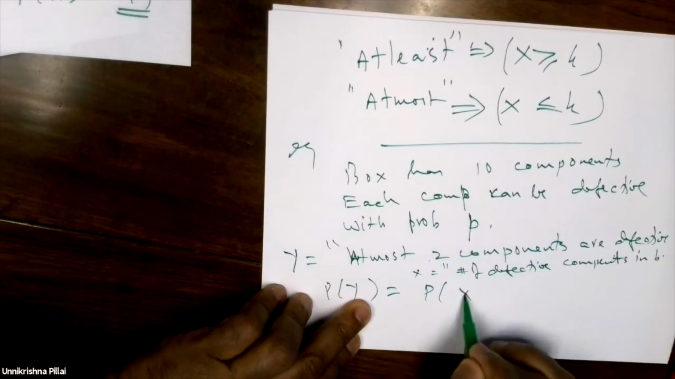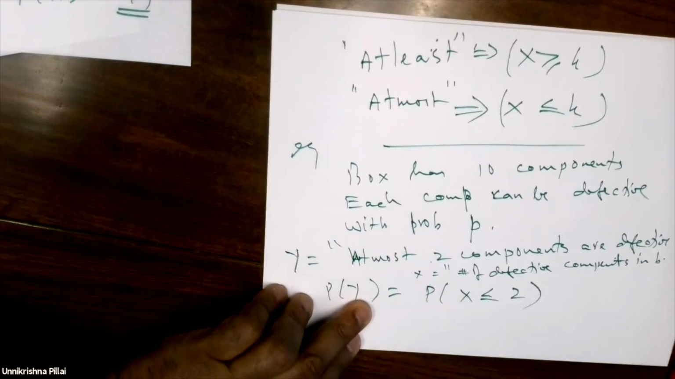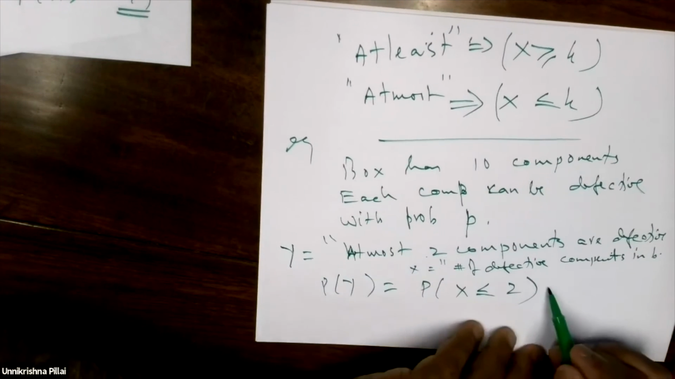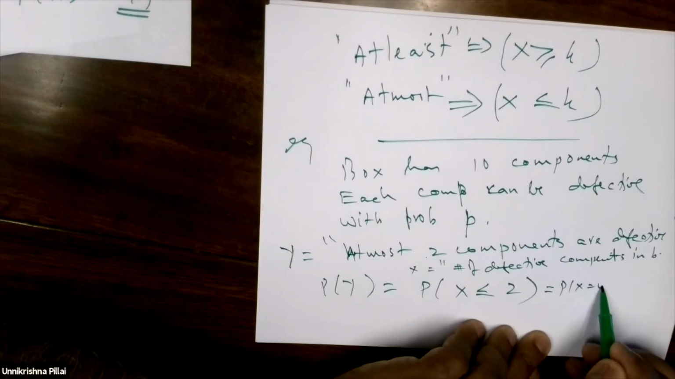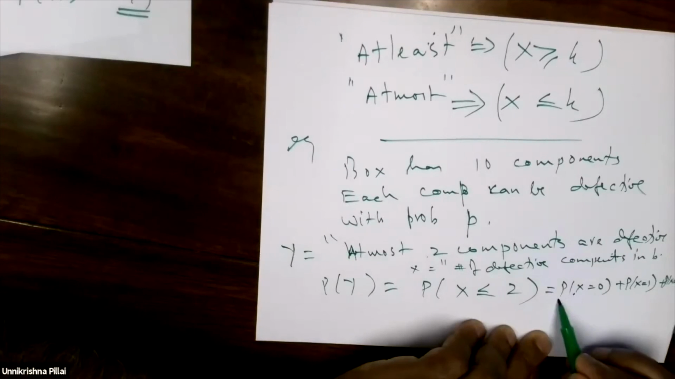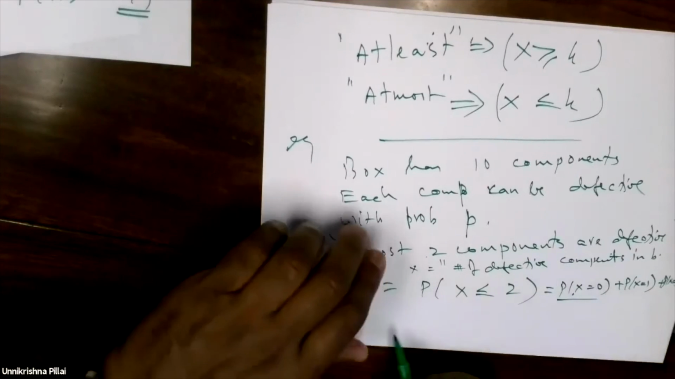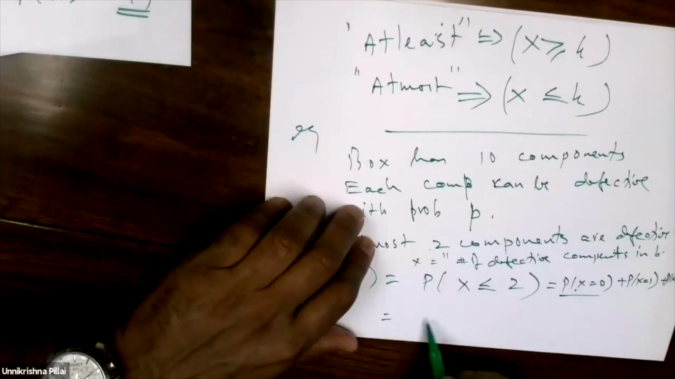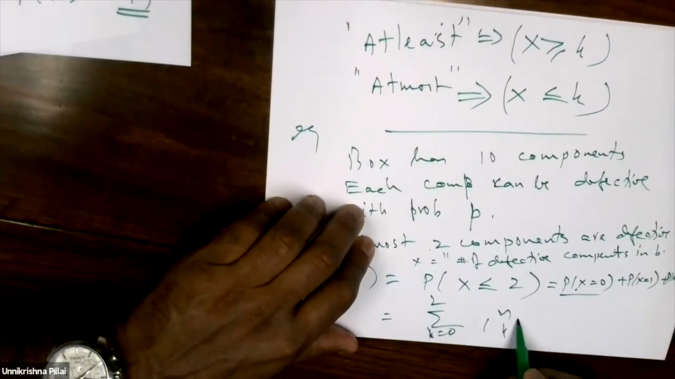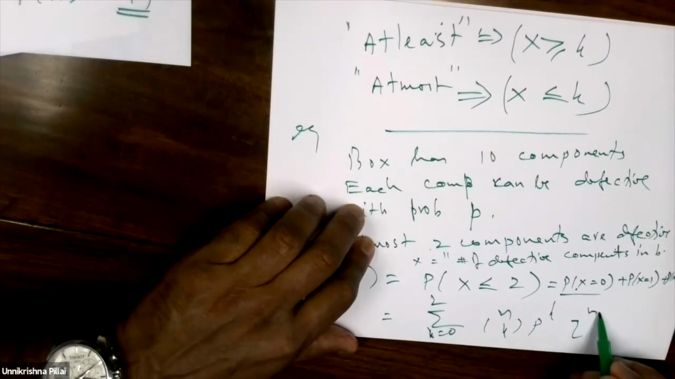So probability of y is the same as x is less than or equal to 2, right? At most 2 defective components. Yes? Here I can write it by hand because there are only 3 cases, x equal to 0, 1, 2. And then you just use the formula. So this will be the sum over k equal to 0 through 2 of n choose k, p to the power k, q to the power n minus k.